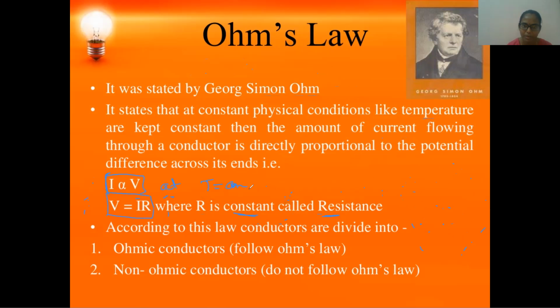temperature. Basically all physical quantities are kept constant, like temperature. Then this is important: the amount of current flowing through a conductor is directly proportional to the potential difference between its ends. The potential difference between the ends depends on how much current is flowing. According to Ohm's law, conductors are divided into two kinds: ohmic conductors and non-ohmic conductors. Ohmic means they follow Ohm's law.